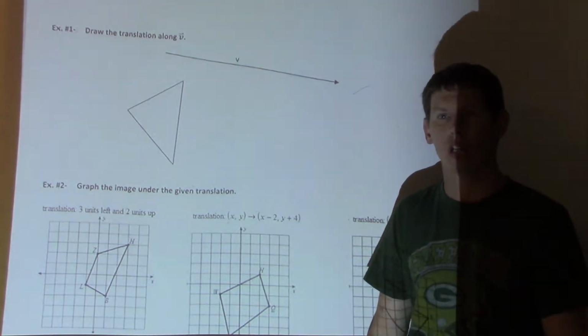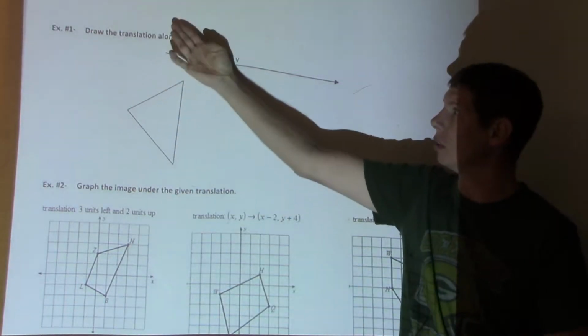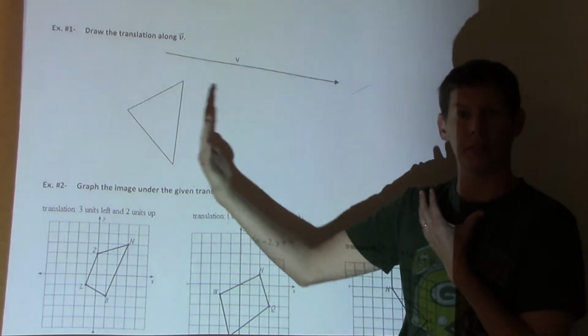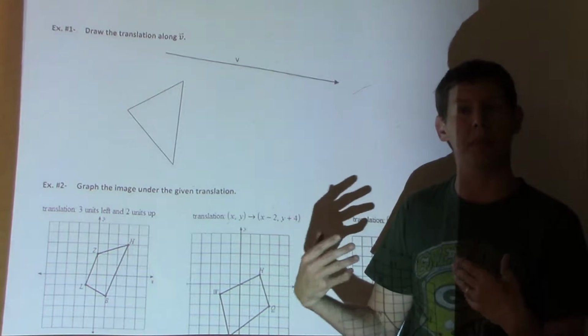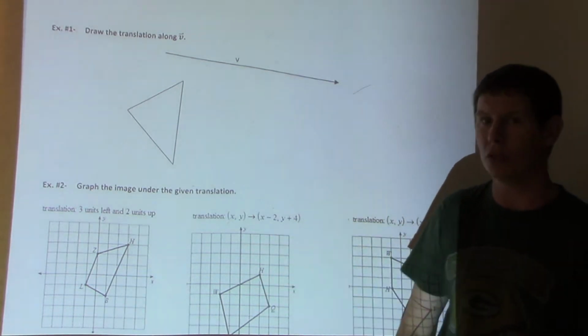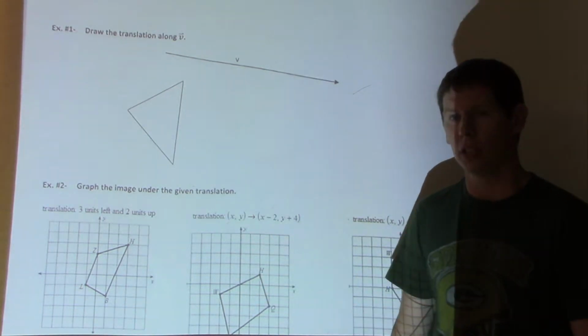We're going to talk about translations today, and a translation is just the sliding of a shape in a specific direction, a specific distance. So take a few notes. I think you'll find this relatively user-friendly.